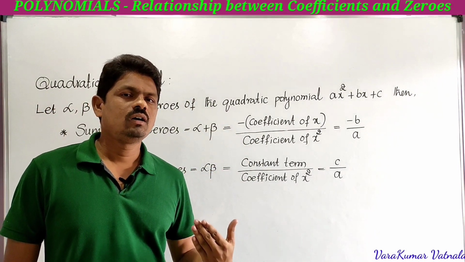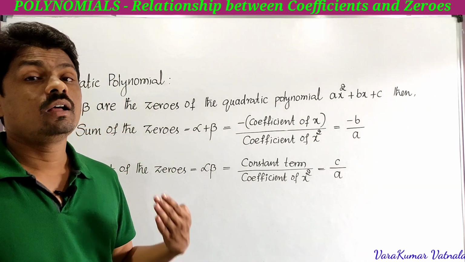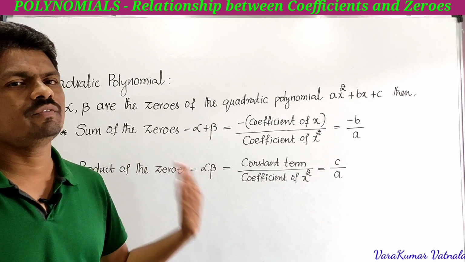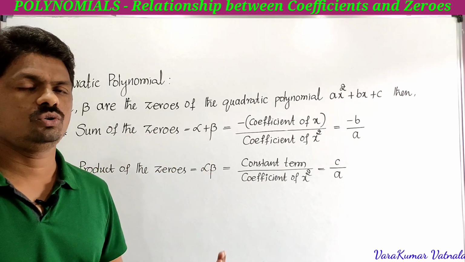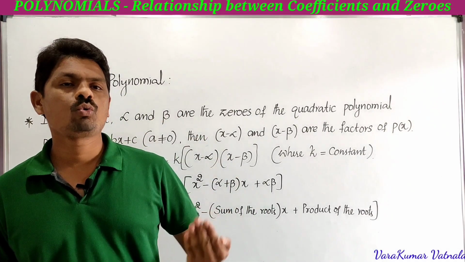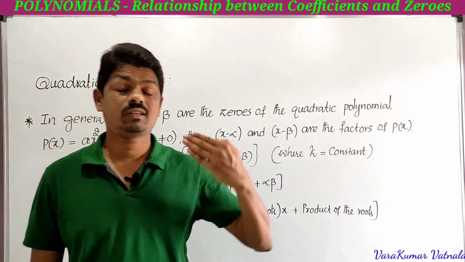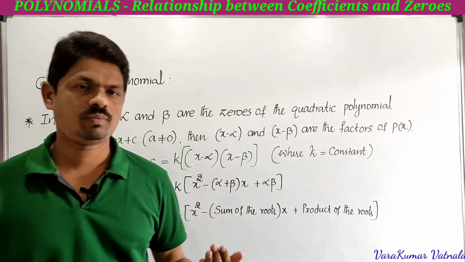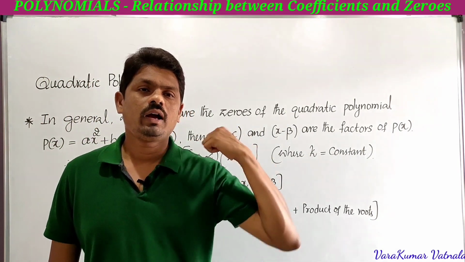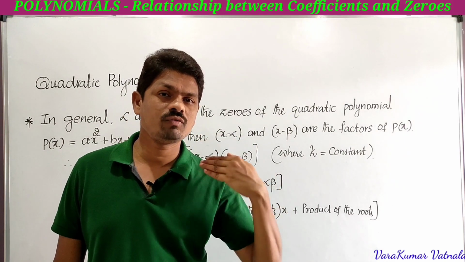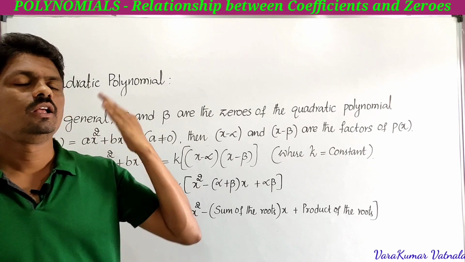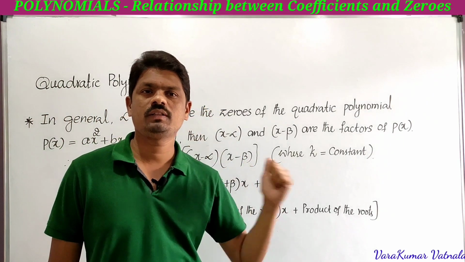Next we have to find the quadratic polynomial if he gives the sum of the zeros and the product of the zeros. How can we find the quadratic polynomial? If he gives the roots of the quadratic polynomial, sometimes he asks to find the quadratic polynomial. And sometimes he gives the sum of the roots and the product of the roots and asks to find the quadratic polynomial. For that we have to remember this formula.